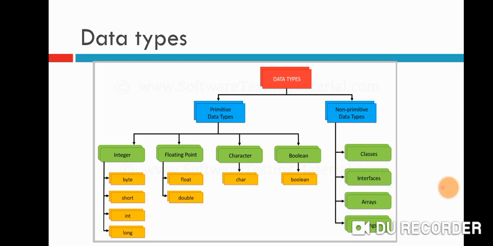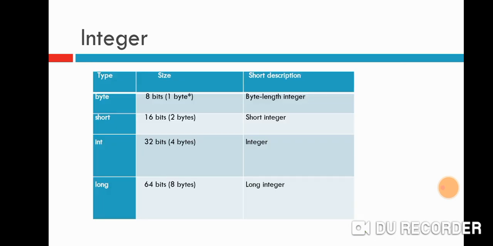Let's see further what are integers. Integers are the types which are used to store whole numbers, for example 345, 223, 1000, etc. There are 4 types of integers in Java as shown in the slide, that is byte, short, int and long. The size and the description of which is shown in the slide.